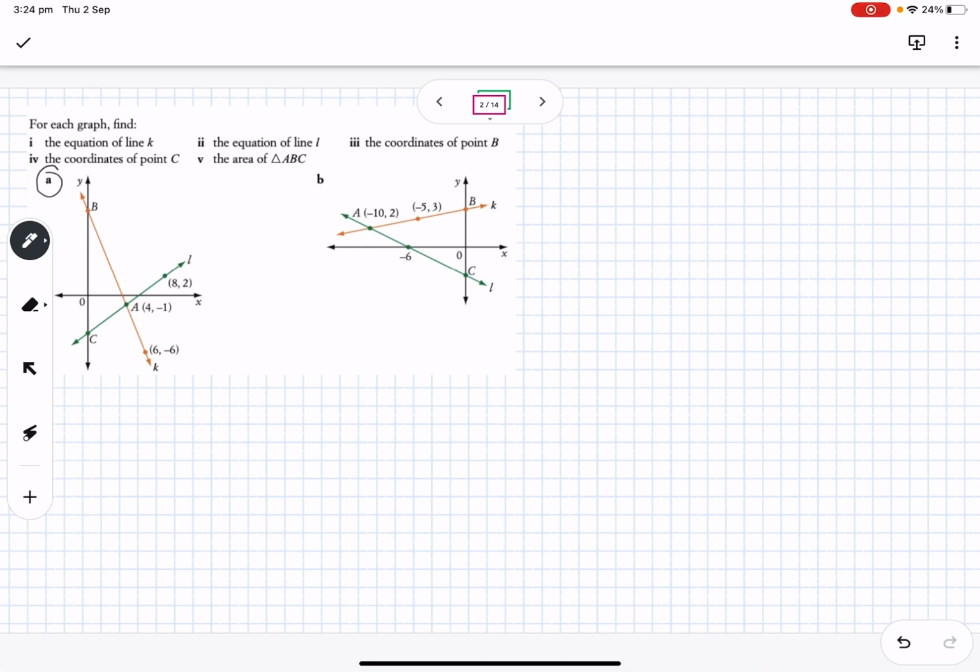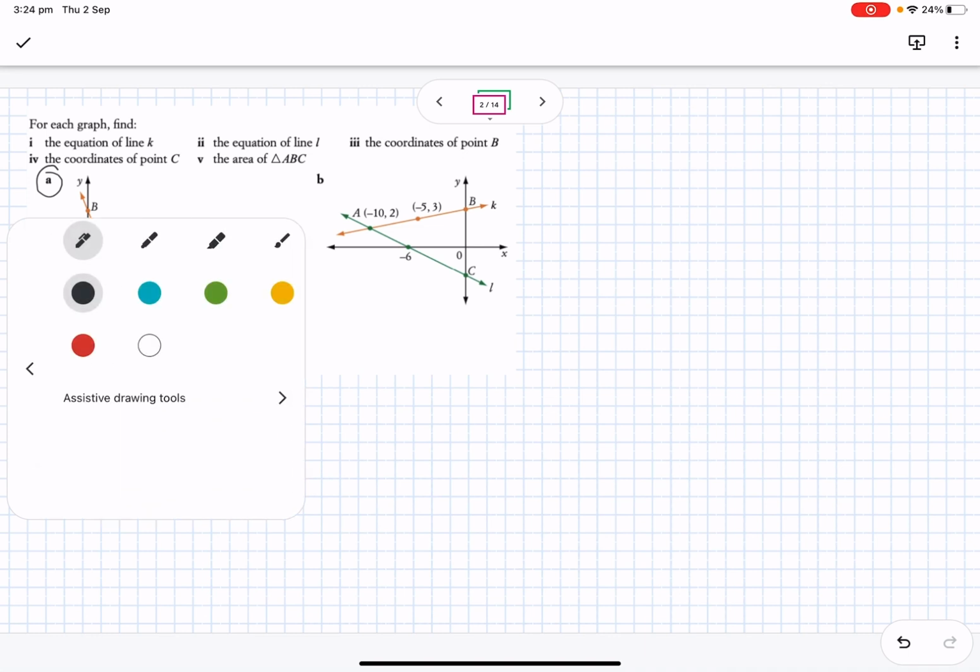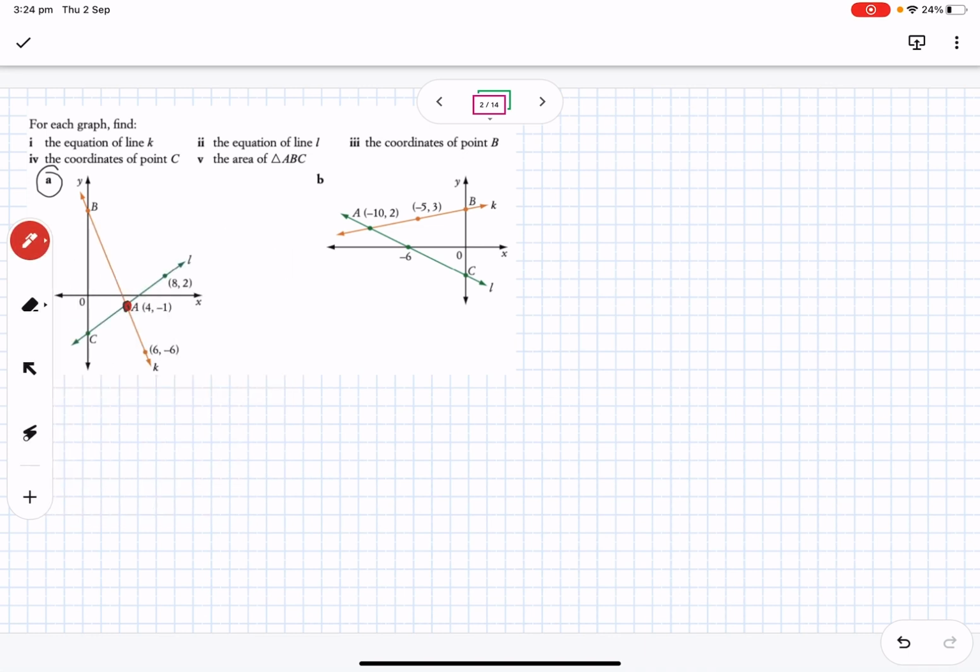So in this question, the line K is that orange line. To find the equation of the line K, we need to use the points that are on that line. So one of the points is this one here. I'm going to do this in red actually. Here is our A, (4, -1). And we're going to use this point as well. You can use B as well, that's totally fine. I'm going to use this one of (6, -6).